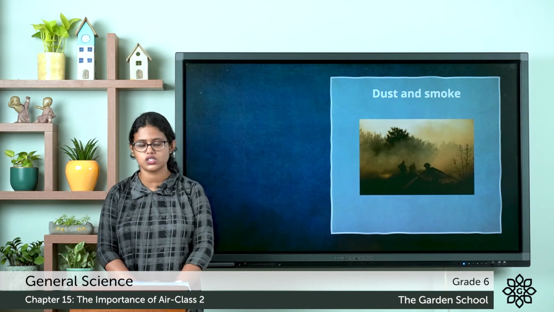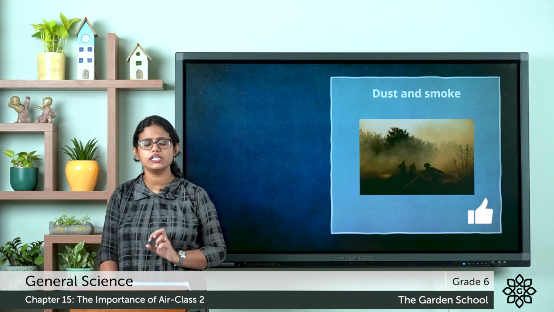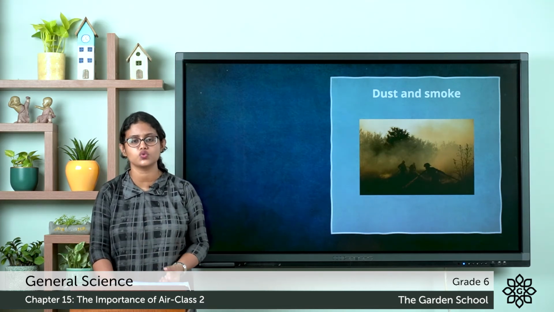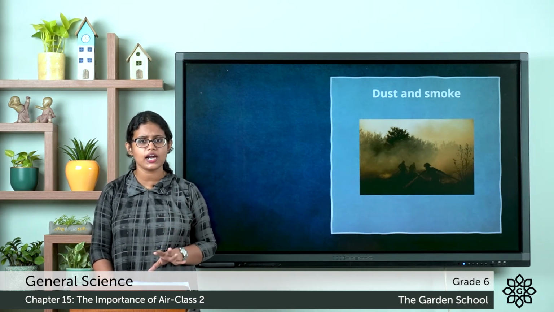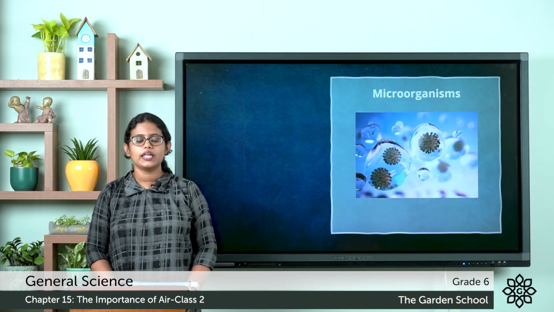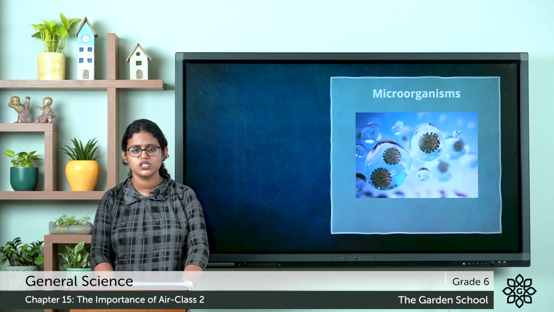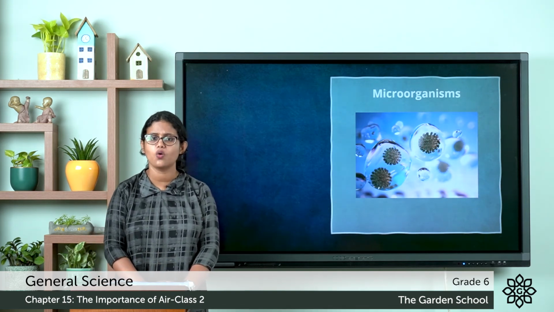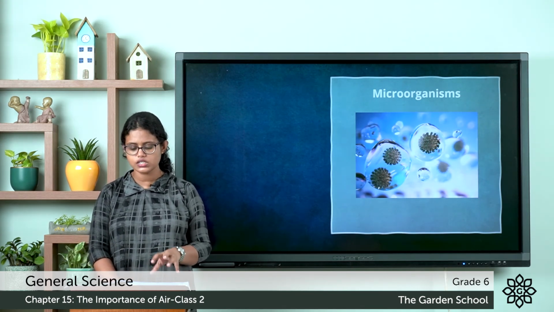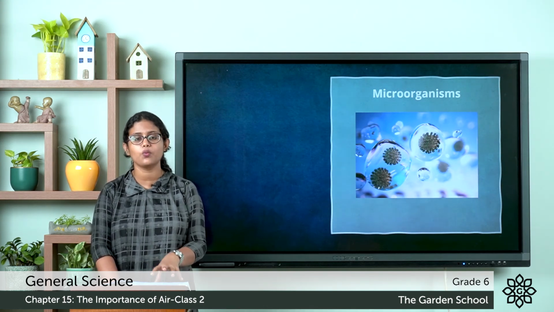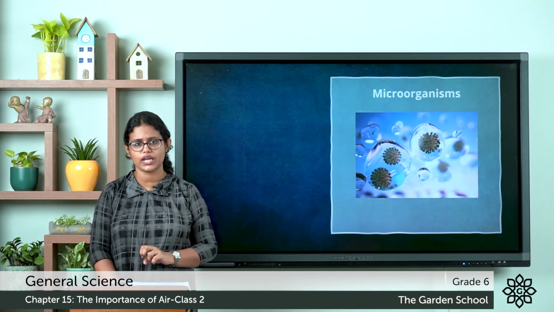The next is dust and smoke. So the air contains dust and smoke particles. If you have closely observed sunlight entering the room, you might have seen tiny particles floating in the air. So the air contains dust and smoke. The next is microorganisms. Air contains a wide variety of microorganisms. It carries bacteria, viruses, etc. Some of the microorganisms present in the air cause diseases in human beings, and one such disease is the common cold. So the air also contains microorganisms.